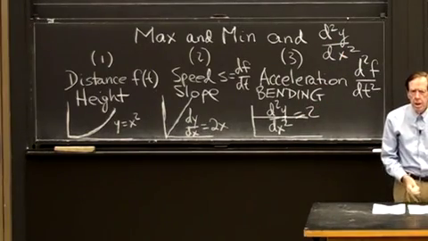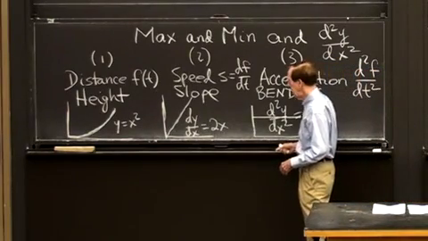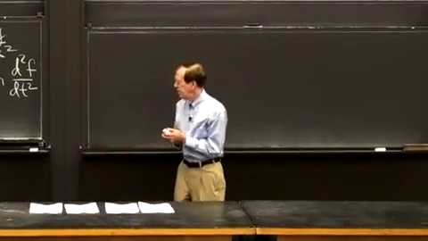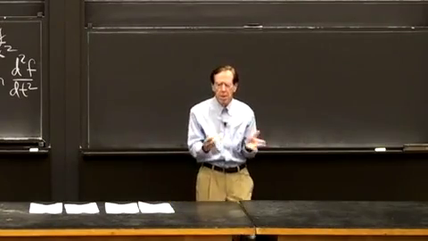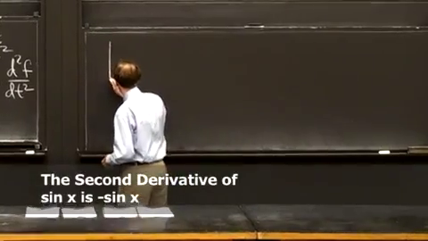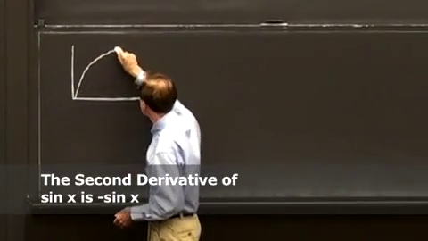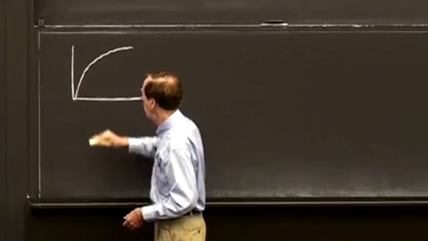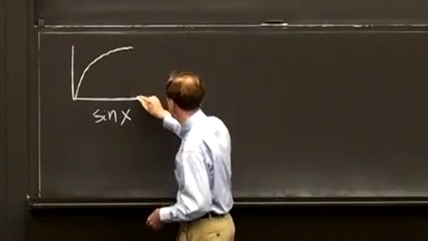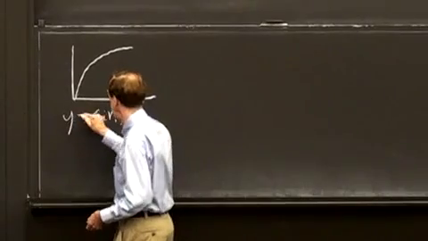Now, let me go to a different function. Let me take a second example now, an example where not everything is positive. So let's make it familiar. Take sine x. Sine x starts out like that. This is a graph of sine x up to 90 degrees, pi over 2. So that's y equals sine x.